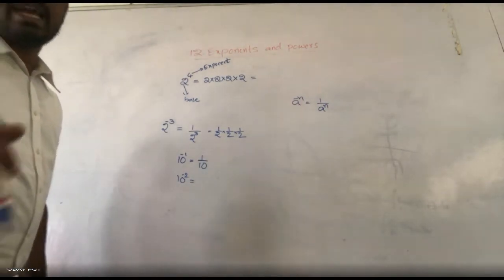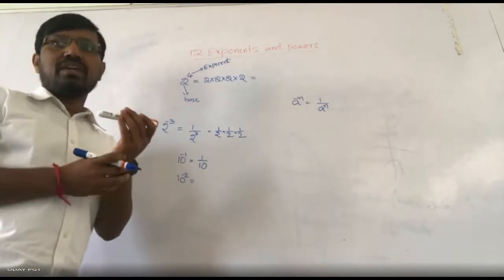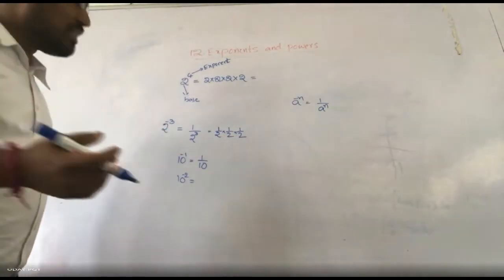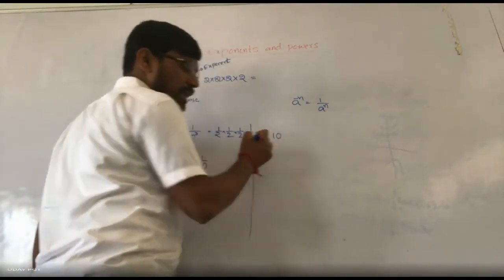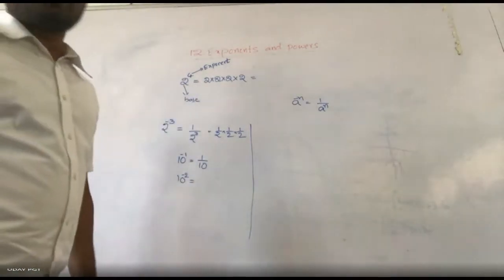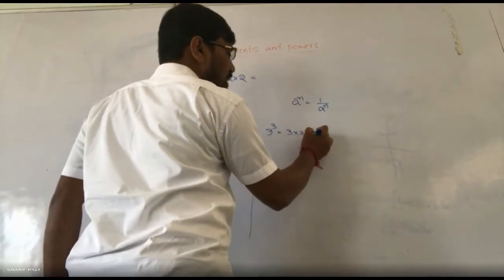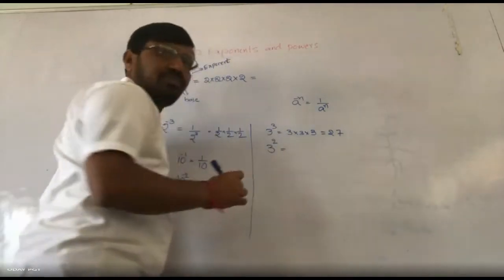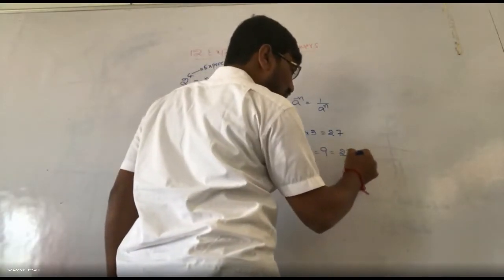Okay. Now why do we get it like that? Let us take the number 3. 3 power 3 value is 3 into 3 into 3, that is nothing but 27. 3 power 2 value is 3 into 3, which equals 9. 9 can be written as 27 divided by 3.